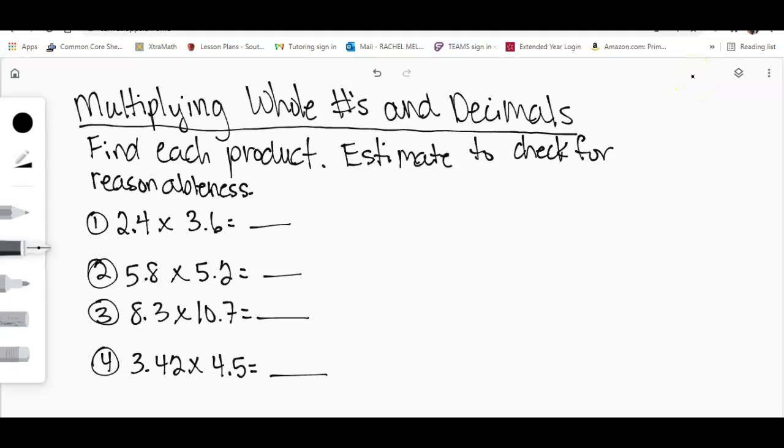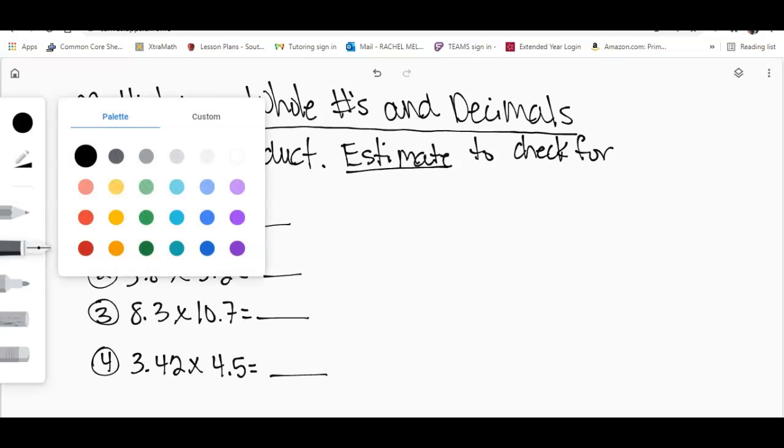So today we are going to review multiplying whole numbers and decimals. We did do a review of this last week and the week before, so this is going to be just like a quick review. Okay, so today we want to find the product and we also want to estimate to check for reasonableness. Okay, so I think what I'd like to do is I want to actually estimate first with you guys.